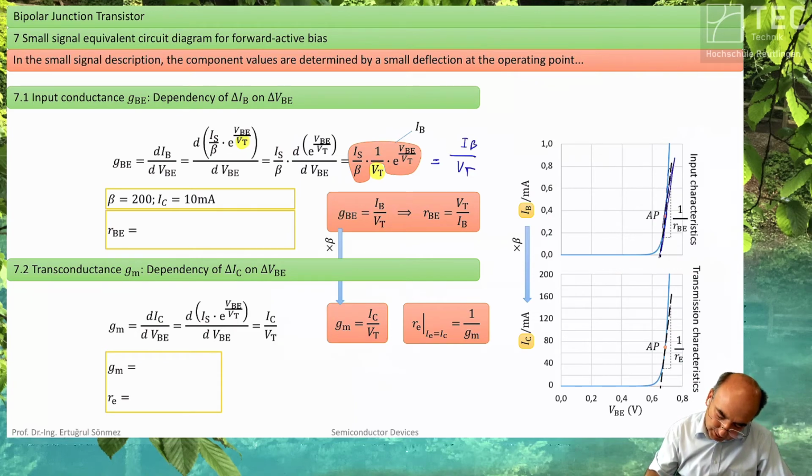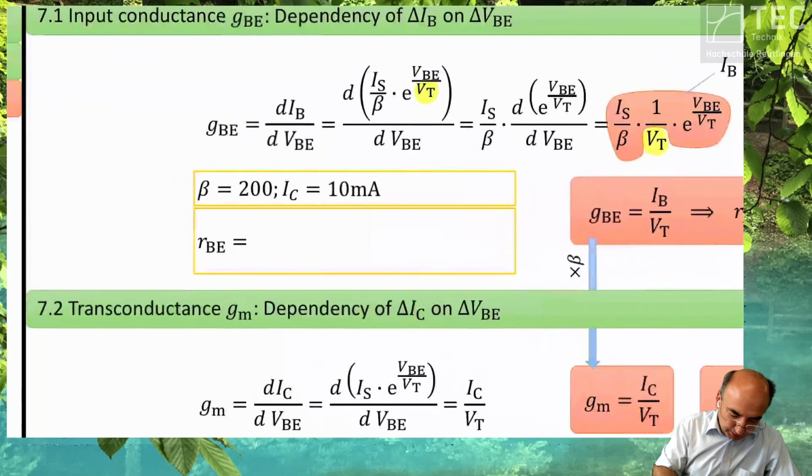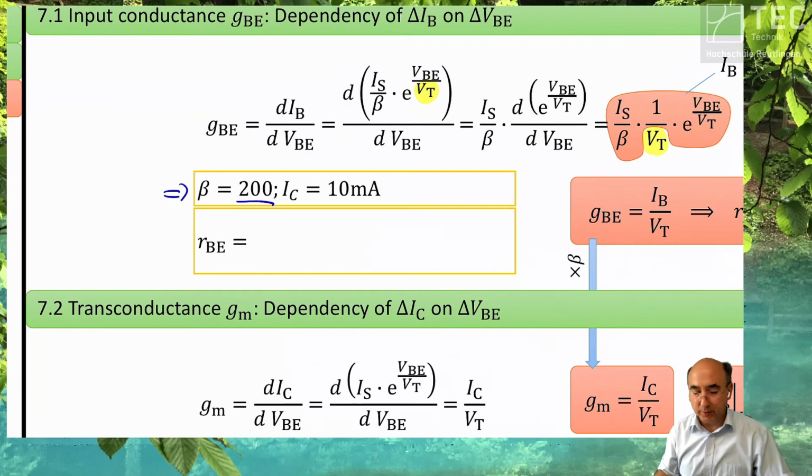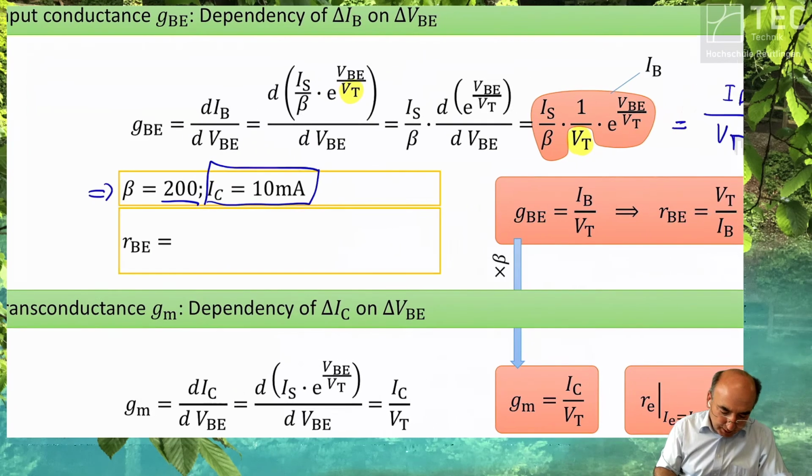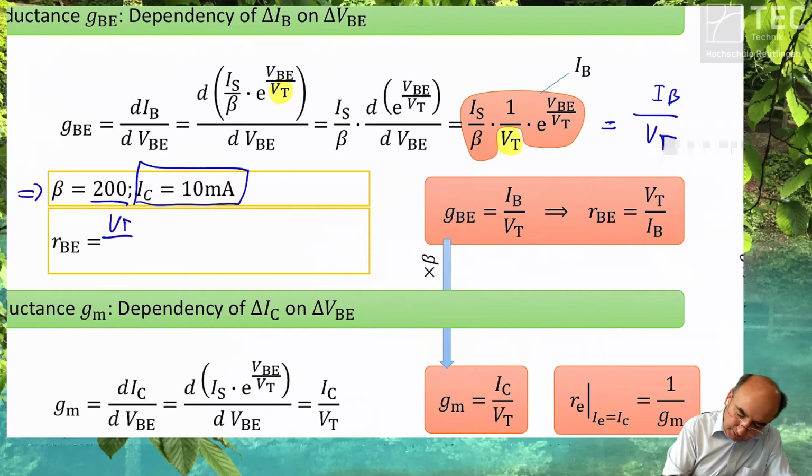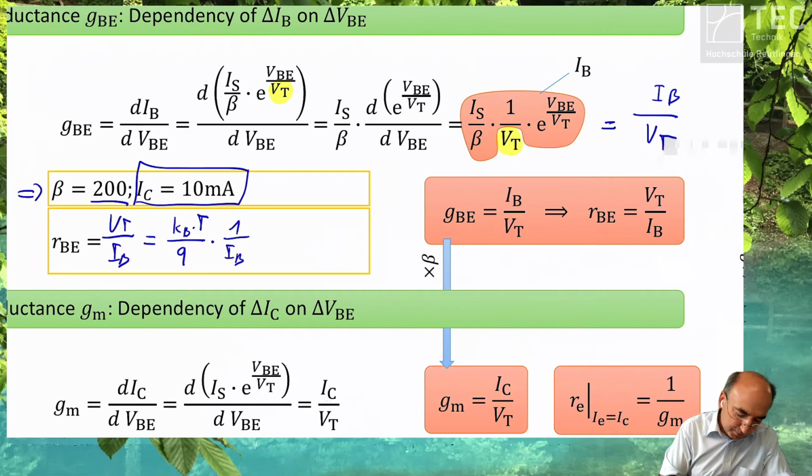What is this resistance here? Let's assume the beta is 200, typical. Let's assume your bias current is 10 milliampere. That's also usual for high frequency applications. Then the equation is Vt divided by Ib, and what is the equation of Vt? The Boltzmann constant times the temperature divided by Q. Let's assume that's 25.6 millivolt, the temperature voltage. The Ib is Ic divided by beta.